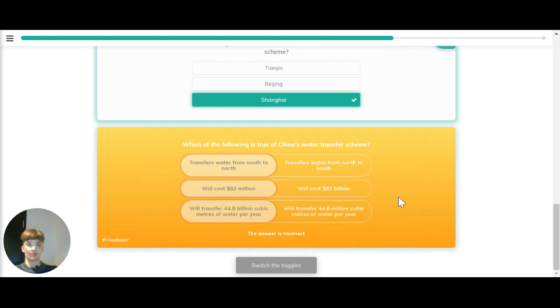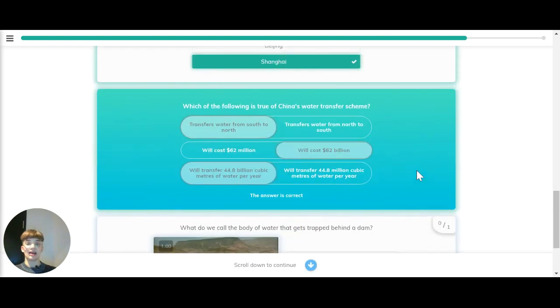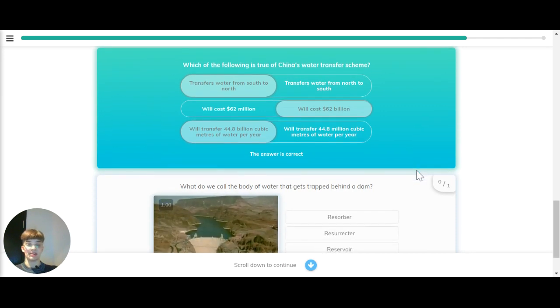Let's have a look at some different facts about China's water transfer scheme. Which of these are true? Does it transfer water from south to north or from north to south? The correct answer is it goes from south to north. How much will it cost? Will it cost $62 million or $62 billion? It costs $62 billion. And will it transfer 44.8 billion cubic metres of water per year or 44.8 million cubic metres of water per year? Correct answer is 44.8 billion cubic metres of water per year.